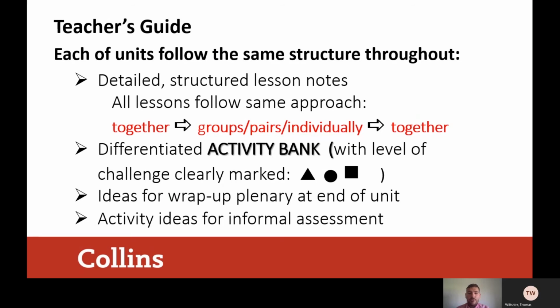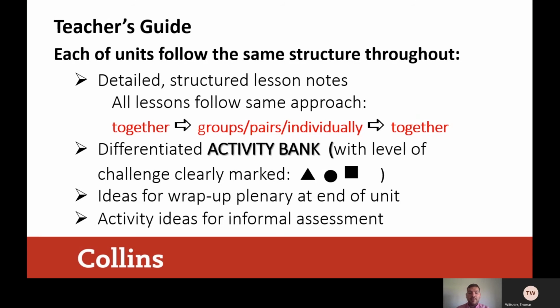The lesson notes include an extensive differentiated activity bank for each unit, with activities that are marked triangle, circle, and square to denote the different levels of challenge. The triangle, circle, and square symbols indicate what learners at varying levels might be expected to manage. The triangle indicates what can be expected of almost all learners in the class. The circle indicates what might be expected of most learners with some support, and the square indicates what level of achievement might be expected from more able and confident learners.